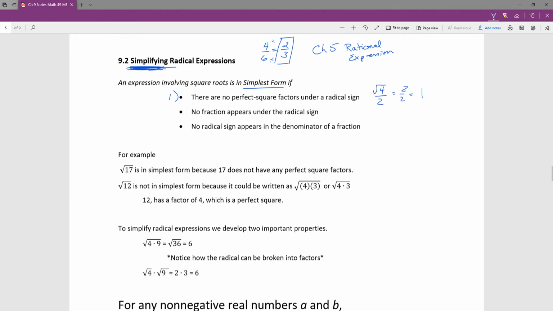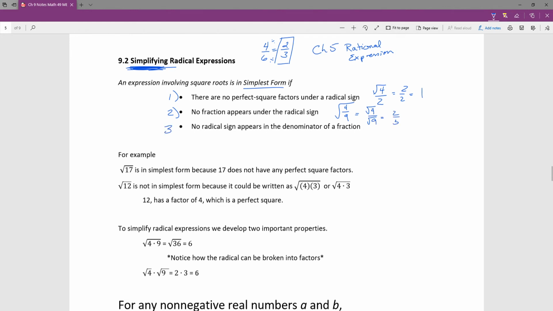The other thing that we'd look for is that there's no fraction under the radical sign. We've been seeing things like this before, and we've actually already done this. So if we had the square root of 4 over 9, we said we could break that apart as the square root of 4 and the square root of 9. So that's something we've already seen as we went through 9.1.